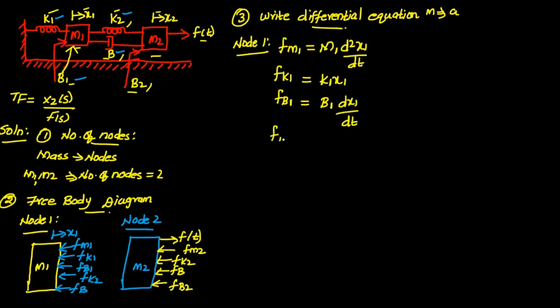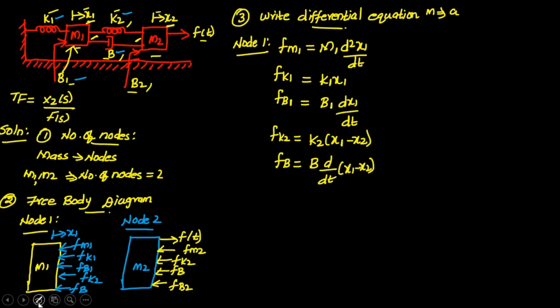Now what is Fk2? K2 is connected between nodes M1 and M2. Therefore it has two displacements x1 and x2. So how will you write K2? K2 into, we are considering the first node, so the first displacement must be x1, x1 minus x2. Okay. Similarly, how will you write Fb? Fb is also between two nodes M1 and M2. Therefore, we can write this as B into d by dt of x1 minus x2.